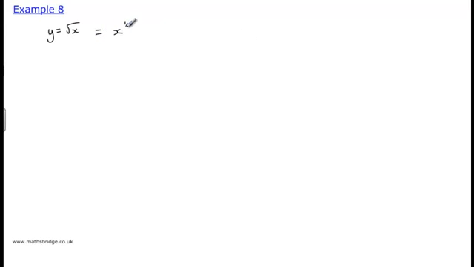If we have a root, we need to use index form. So to differentiate x to the half, multiply through by half and reduce the power by 1.